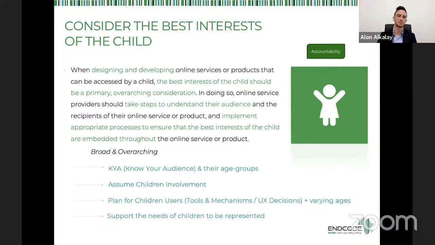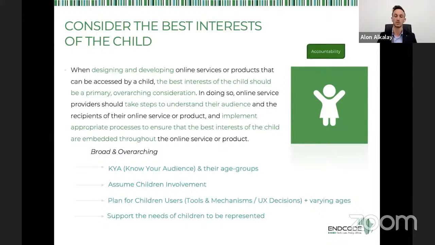In doing so, online service providers should take steps to understand their audience and the recipients of the service or product, and also implement appropriate processes to ensure that the best interests of the child are embedded throughout the online service or product. So this guideline really is broad and overarching.